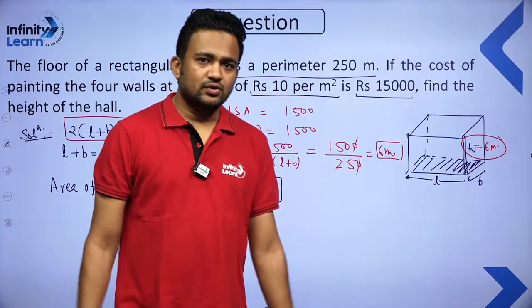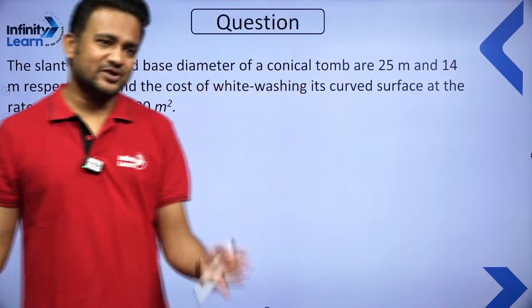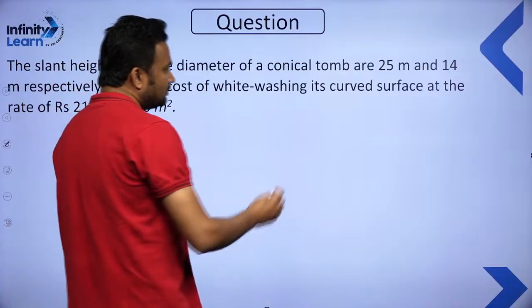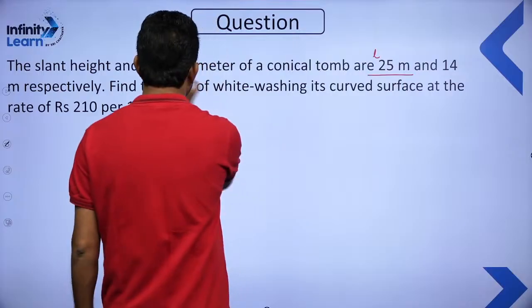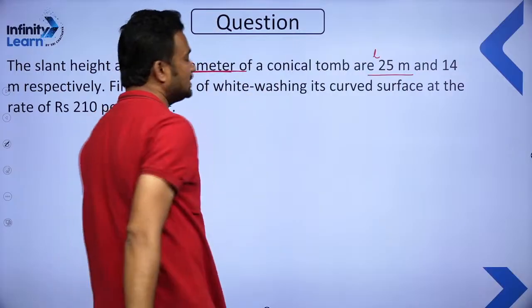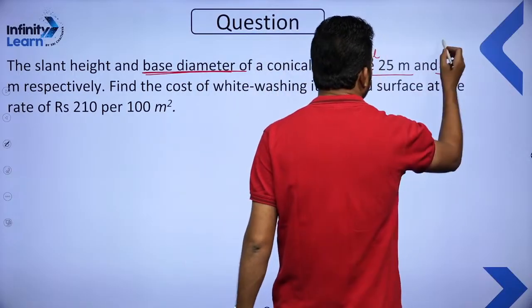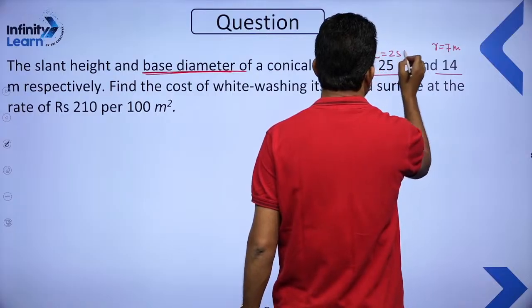All right. So let's move to another question. Yes, let us read the question first. The slant height and base diameter of a conical tomb are 25 meters and 14 meters. So this is the slant height and base diameter. See, guys, this is important. Base diameter is given, which is 14 meter, so the radius will be 7 meter, right?